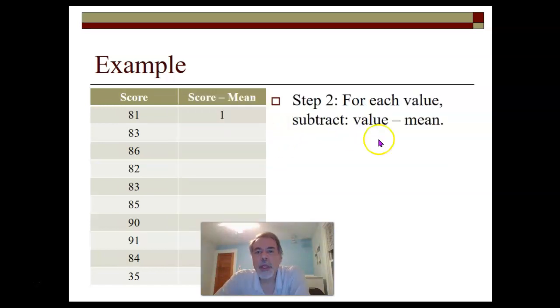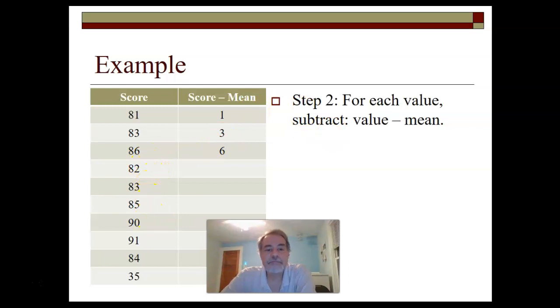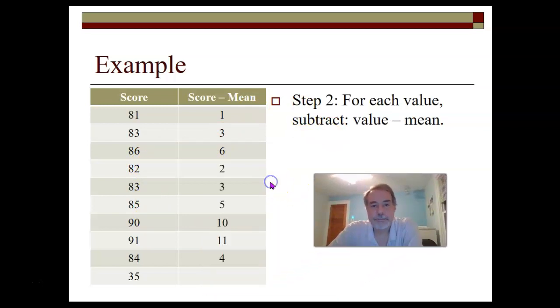Then step 2 is for each value, we need to subtract the mean from that value. So 81 minus 80 is 1. What's 83 minus 80? 3. What's 86 minus 80? 6. And so on down the line. What's the last one? What's 35 minus 80? Well, it's negative 45.